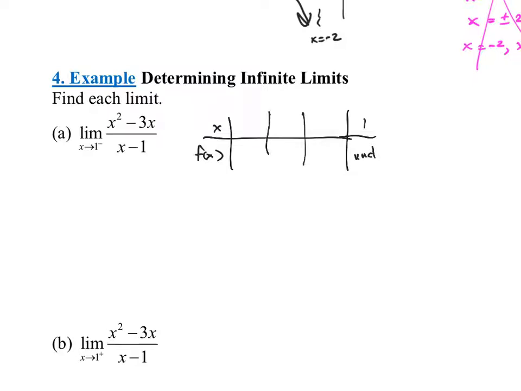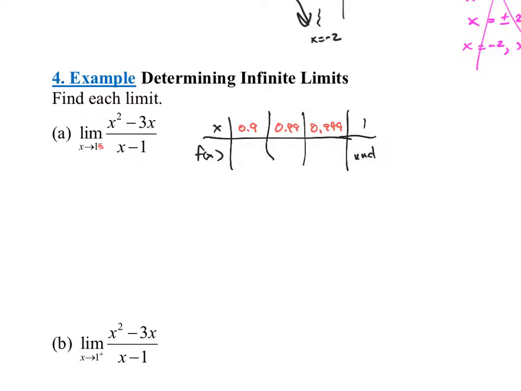So we need to plug in, and I want to see 3 numbers. And notice this is from the left. So these are going to be numbers that are smaller than 1. So I'll go with 0.9, 0.99, and 0.999. Just 3 numbers to the left.